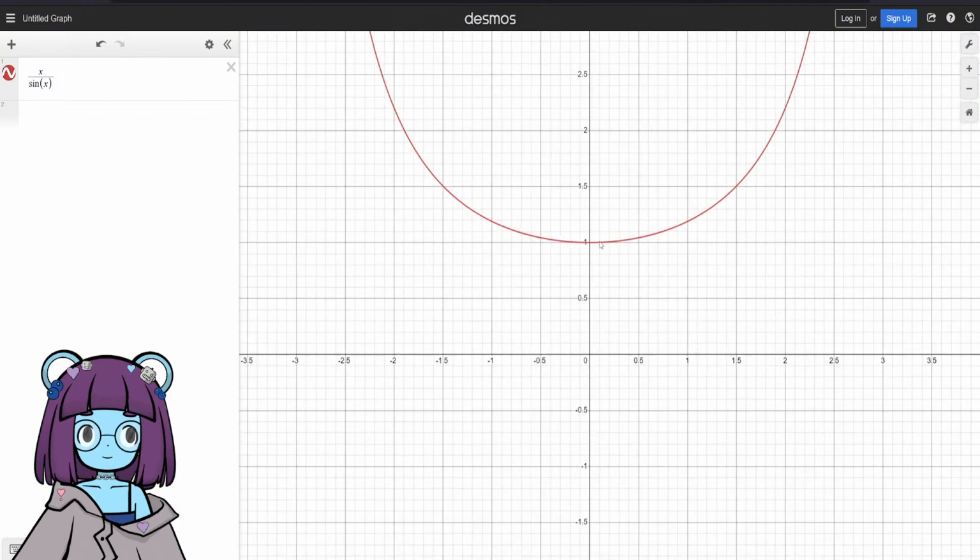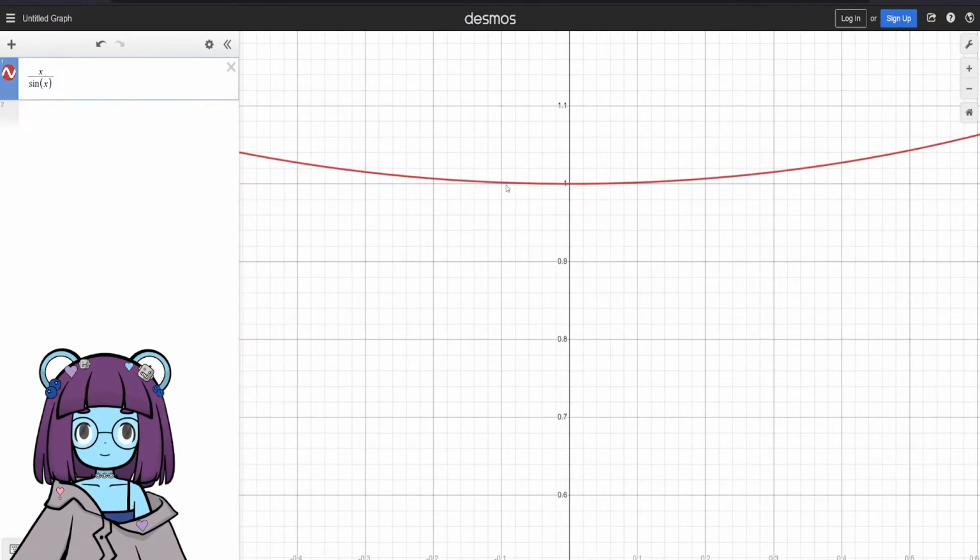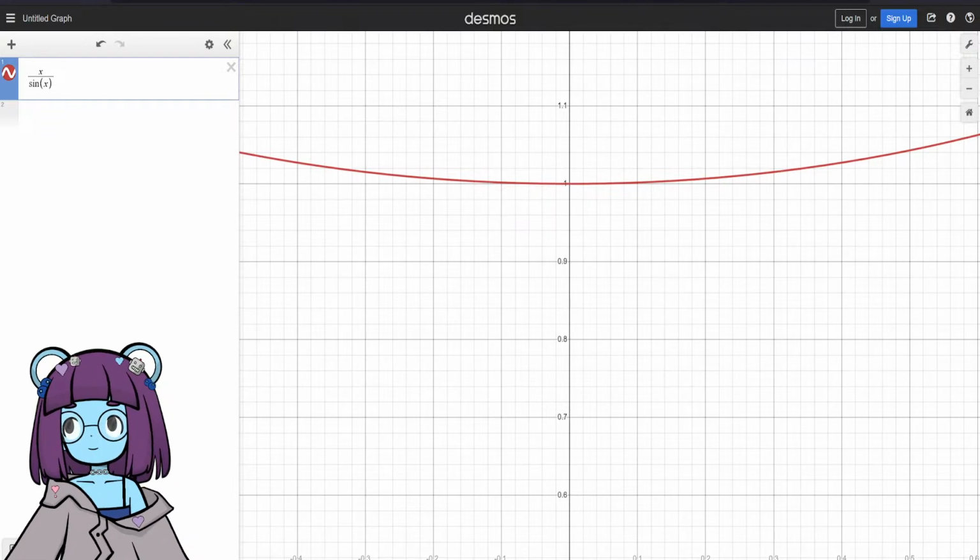What? But it just said it was... I thought it was supposed to be undefined. All right, there. It is undefined at 0. All right, okay, for the next one.